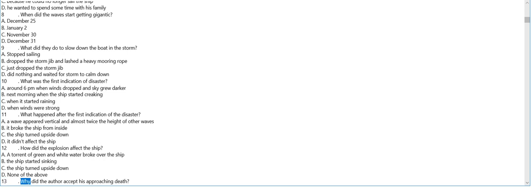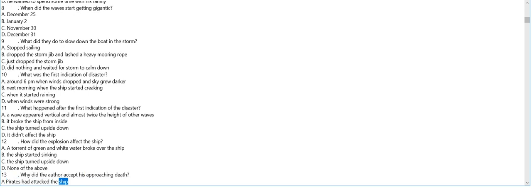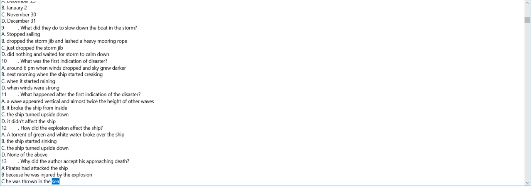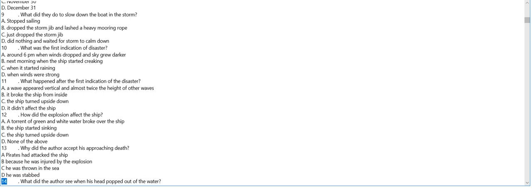13. Why did the author accept his approaching death? A. Pirates had attacked the ship. B. Because he was injured by the explosion. C. He was thrown in the sea. D. He was stabbed.